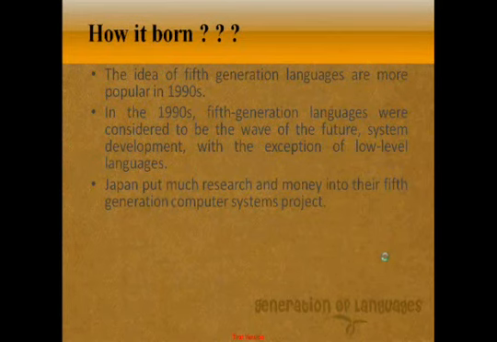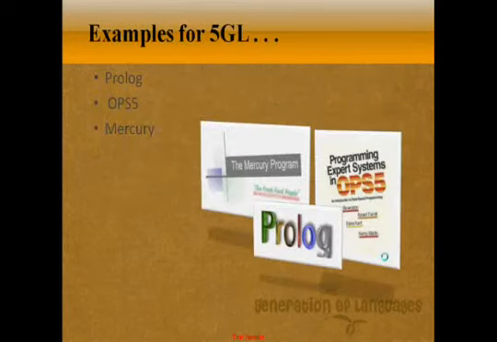In the 1990s, fifth generation languages were considered to be the wave of the future of system development, with the exception of low-level languages. Japan put much research and money into their fifth generation computer systems project. Examples of fifth generation languages are Prolog, OPS5, and Mercury.